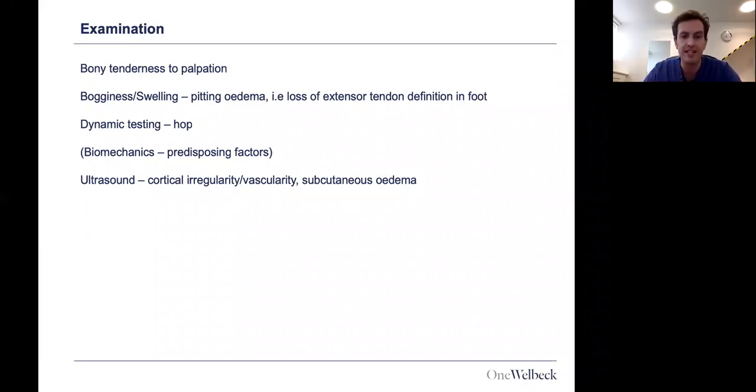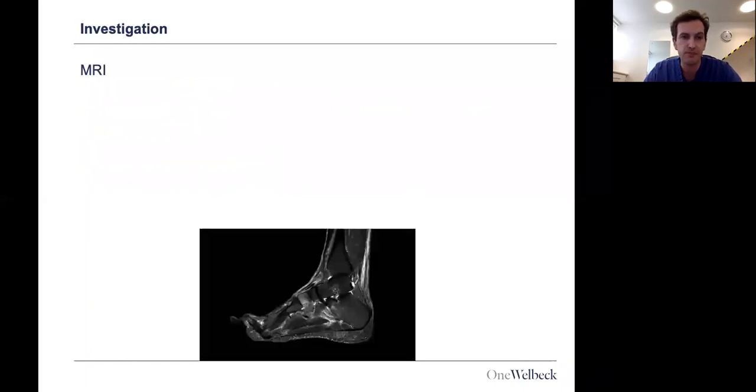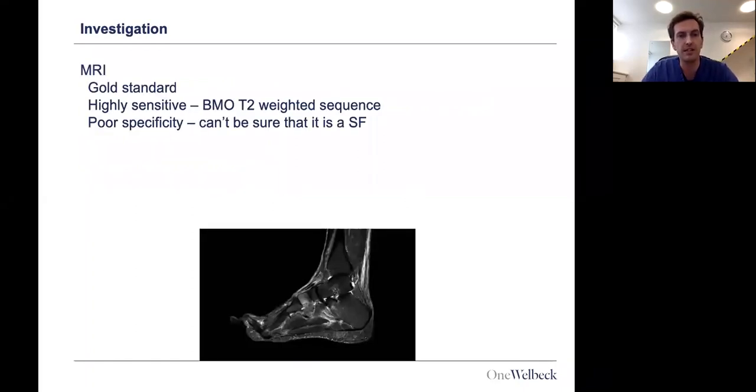The ultrasound in itself won't be definitive. So MRI tends to be the gold standard. And what are we looking for? On a T2 weighted sequence, we're looking for bone bruising. And you can see in this image here, we've got some bone marrow edema or bone bruising within the medial cuneiform, which is highly suggestive that the bone is being overloaded, but isn't entirely specific for a stress fracture.